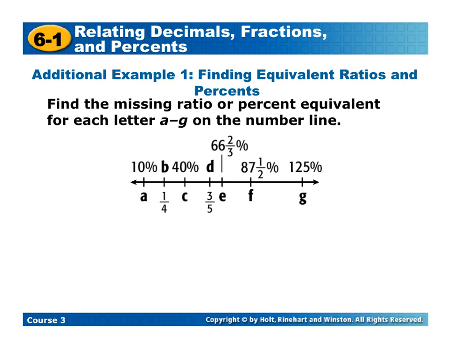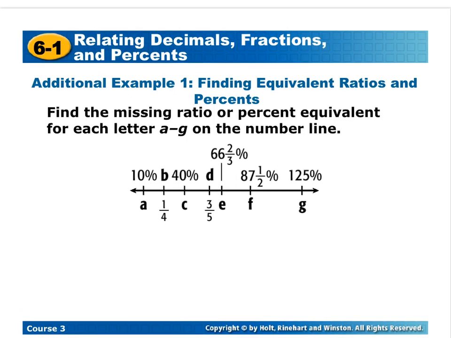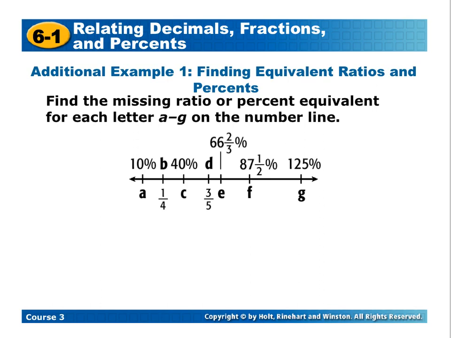So here let's just look at an example of some different percentages and fractions on a number line and how they compare. So 10%, or A, is the same as having 1/10, because it's 10 out of 100. 1/4 is like having 25%. 40% is like having 2/5, because it's 40 out of 100, which reduces.